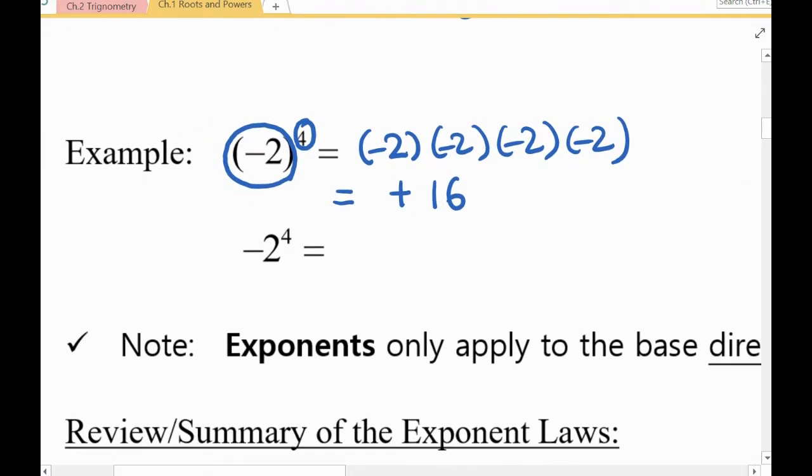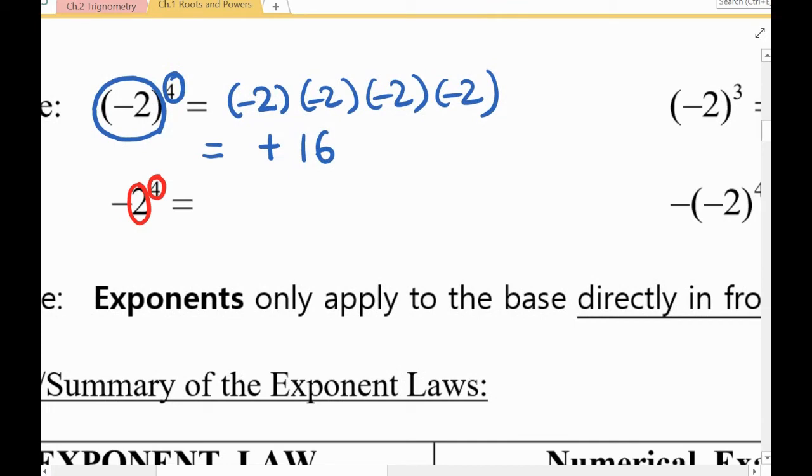What about this one? What's the base? Base is always the number directly in front of the exponent. Here, the negative sign is not a base. It's just telling you the sign of 2 to the power of 4. So the base is 2 and the exponent is 4. So remember, the base is always the number directly in front of the exponent. All right, then you repeat multiplying 2 4 times.